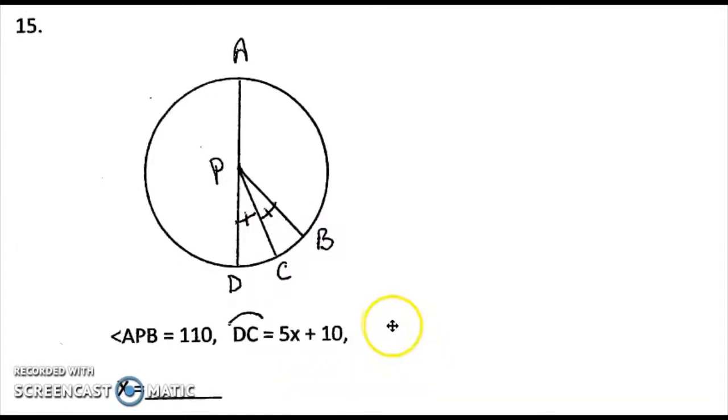Number 15, we have APB equaling 110. We have DC equaling 5x plus 10. Notice these arcs are there. That means both of these equal 5x plus 10. So we write it in twice. Now, since this is a diameter, all three of these add up to 180.